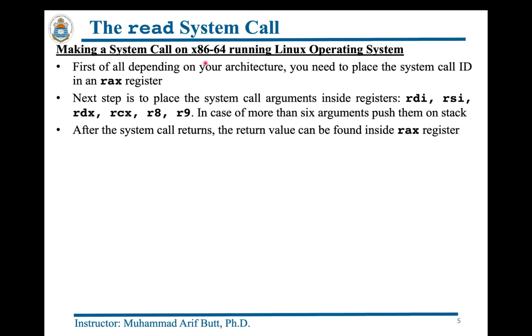If we talk about x86-64 microprocessor running Linux operating system, we know that the system call ID needs to be placed inside the RAX register before we make the syscall instruction. The next step is to place the system call arguments, and the first 6 arguments are placed inside registers, namely RDI, RSI, RDX, RCX, R8, and R9. And in case of more than 6 arguments, we push them on the stack. And finally, after the system call returns, the return value can be found inside the RAX register.